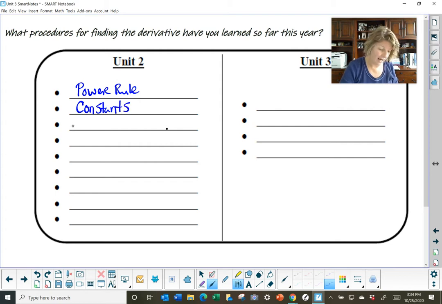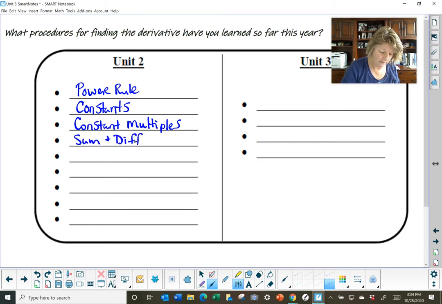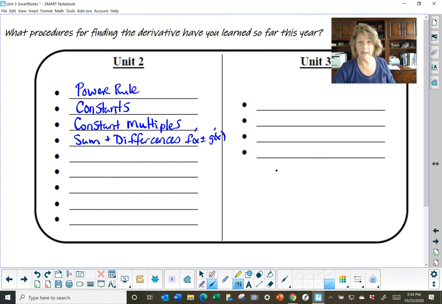We had the constant multiples, the coefficients that sit in front, right? We learned how to deal with those. Sums and differences of functions and how to take their derivatives individually. So this would have been like f of x plus or minus g of x, and we know that we can take their derivatives individually and add them up.